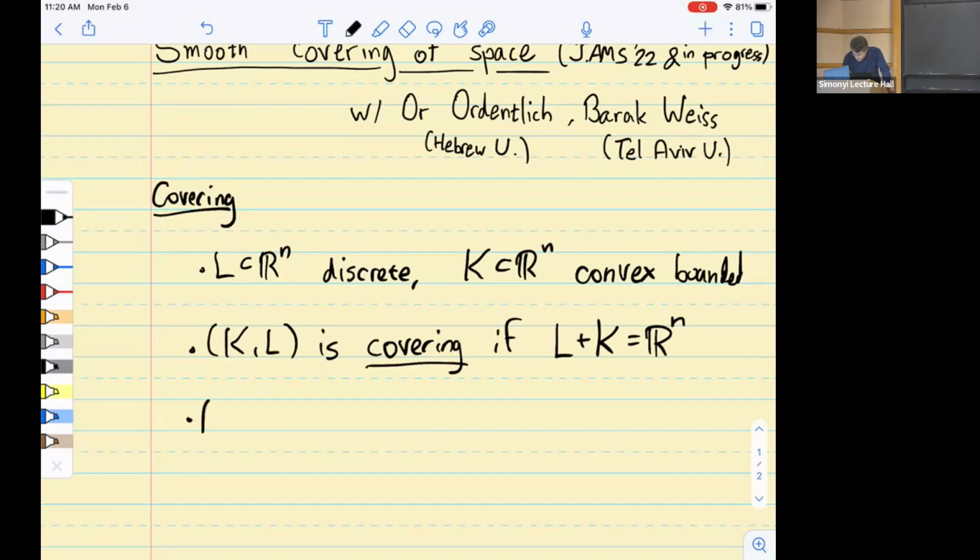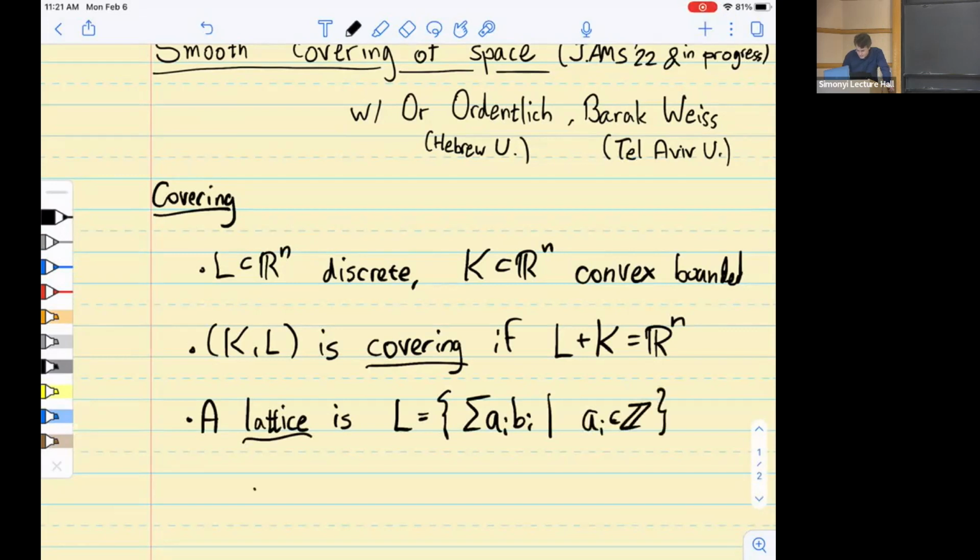Now, typically, we'll care about lattice coverings. So what is a lattice? A lattice is simply the set of all integer combinations of some n linearly independent vectors.